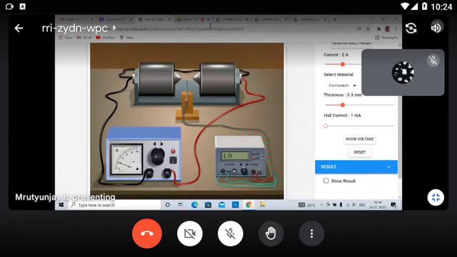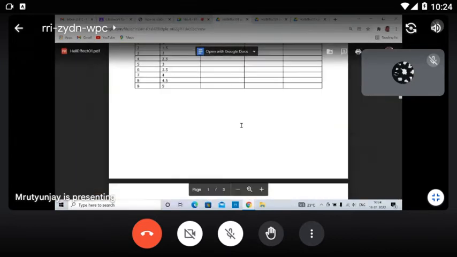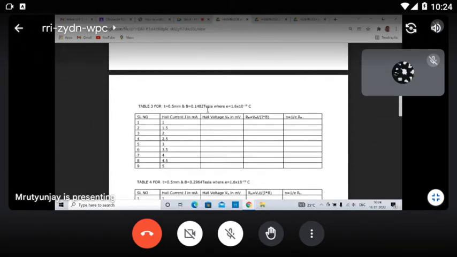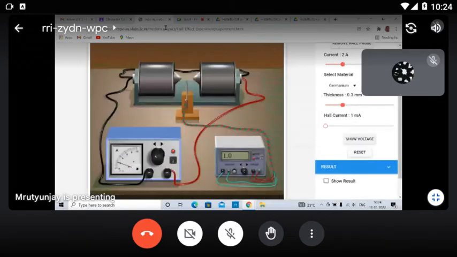For table 3, what is the thickness? Thickness should be 0.5 and B is 0.148 Tesla. So how to select? Just go to the experiment and you need to select accordingly. That means your 1 ampere this one and this one is 0.5. Done? Okay? Please reply. Yes, sir.